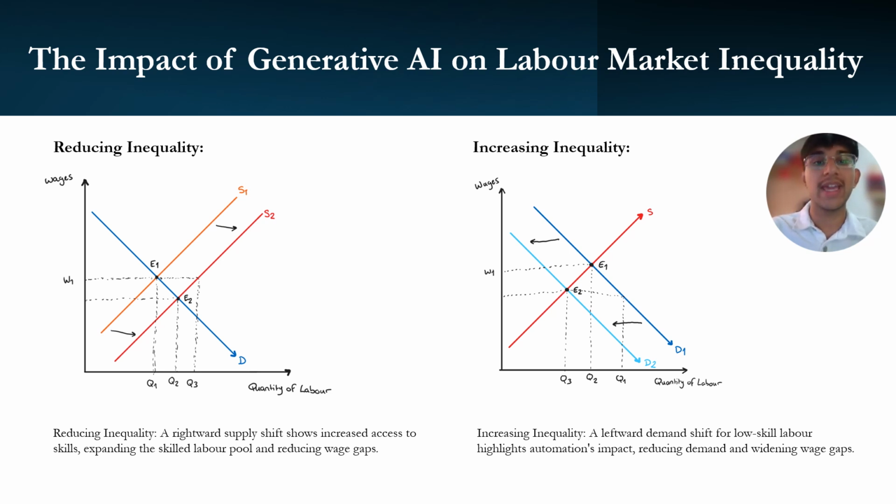Scenario 2. Increasing inequality. On the other hand, generative AI might widen inequality. Automation could replace low-skilled jobs, decreasing demand for this type of labor. The diagram shows this with the demand dropping from D1 to D2 for low-skilled workers. At the same time, high-skilled workers who can use AI effectively may see a rise in demand and wages, further increasing the gap between high and low-skilled workers, contributing to more inequality. These outcomes depend on access to AI tools and upskilling opportunities.